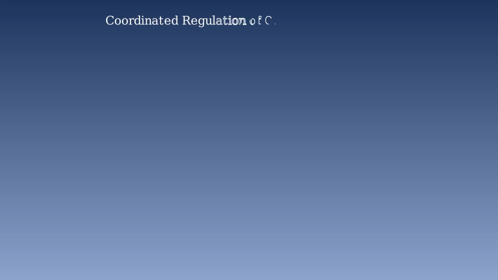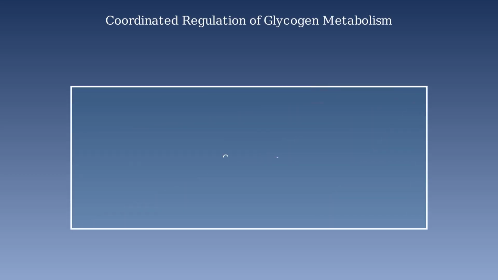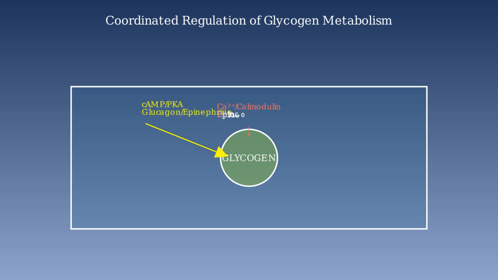In summary, intracellular signaling pathways coordinate the regulation of glycogen metabolism. The cAMP and calcium pathways triggered by glucagon and epinephrine promote glycogen breakdown. In contrast, the insulin pathway promotes glycogen synthesis, storing excess glucose for future energy needs. These opposing pathways ensure precise control of glycogen metabolism in response to changing energy demands and nutritional states.